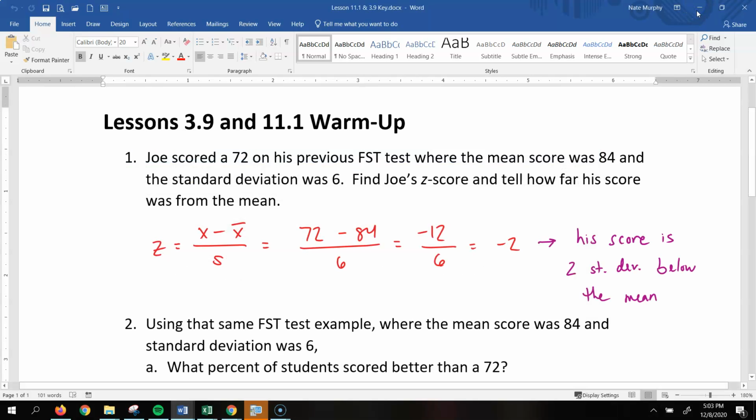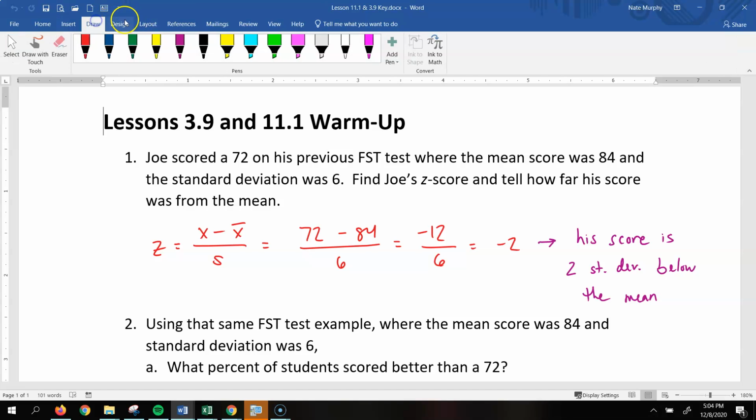For the first one here, we know that Joe scored a 72 on his test, where the mean score was 84 and the standard deviation was 6. We're trying to find out what the z-score would be, so you want to make sure you know that formula. To find the z-score, we take the x value, whatever that is, minus the mean, and divide by the standard deviation. So we take 72 minus 84.